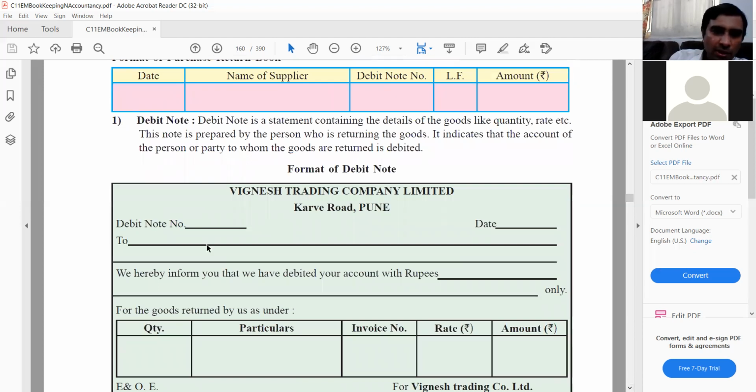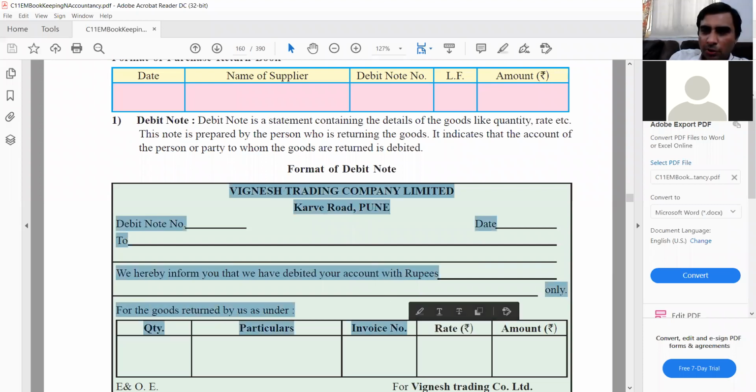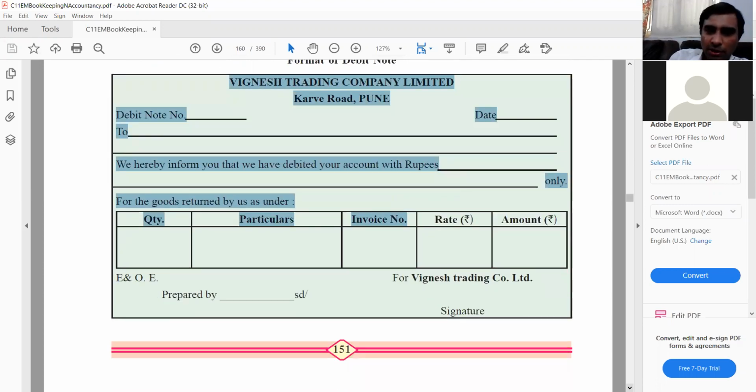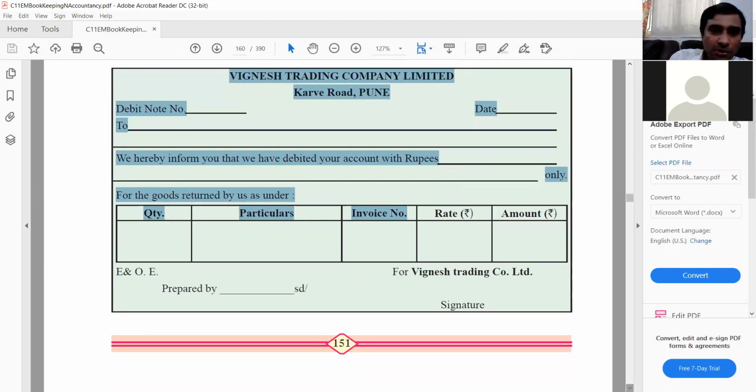Now, when you go down, this is the format of the debit note, right? Debit note number, date. We hereby inform you that we have debited your account with rupees so and so for the goods returned by us as under. So why are you debiting the account? Because you have returned the goods. Which goods? The ones which are mentioned below here. Okay, so that is the debit note format. You need to have an understanding of this overall format. I doubt if you will ever be asked a question on making the format in your exam, especially now when exams are online, it's not possible anyway.